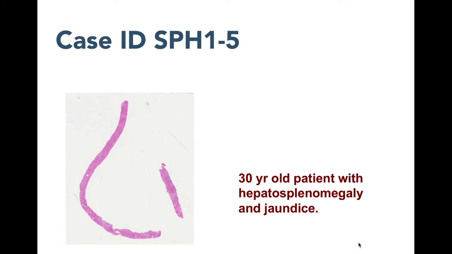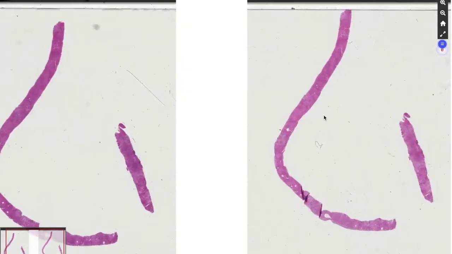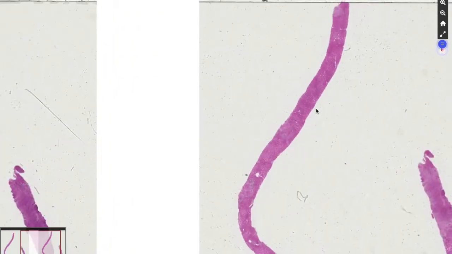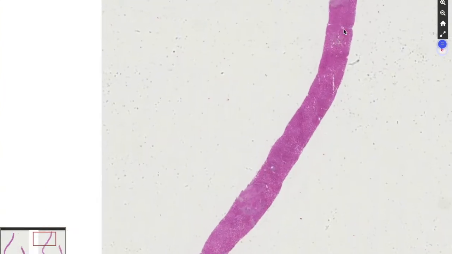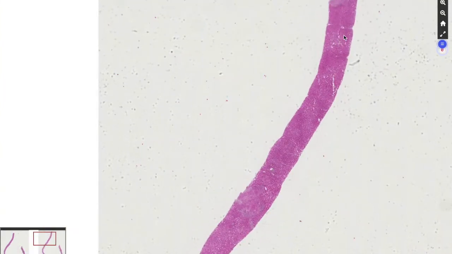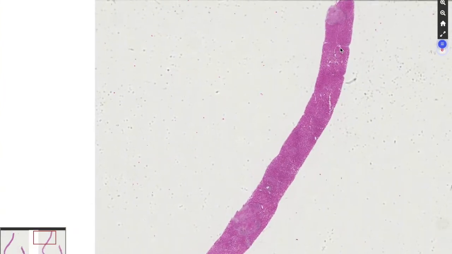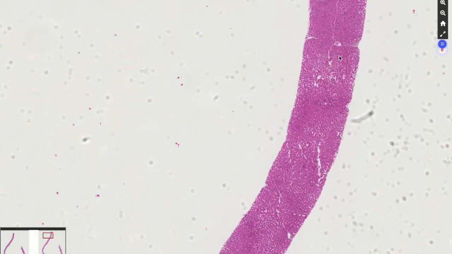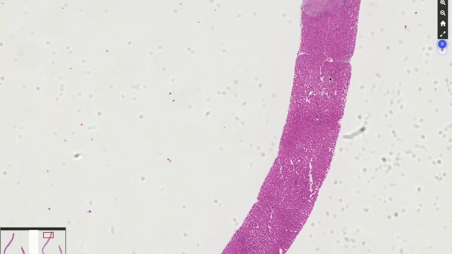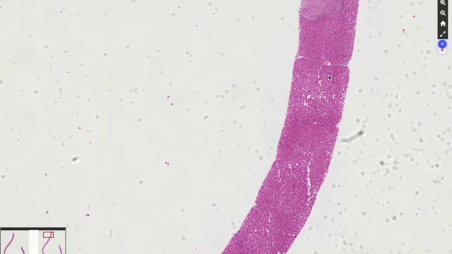Now, case number 5, a biopsy sample performed in a 30-year-old male patient with hepatosplenomegaly and jaundice. You have here a large core needle biopsy of this young patient. So he had cholestatic hepatitis.